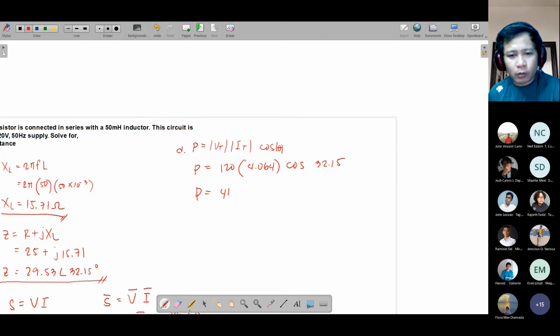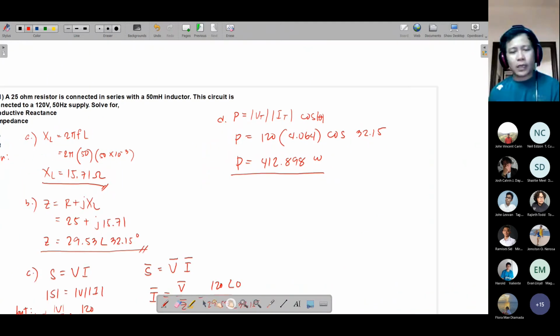So this is 412.898 watts. Okay? This is your true power P.